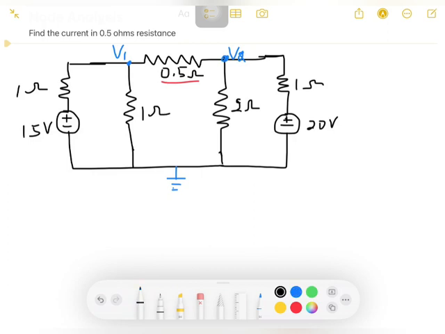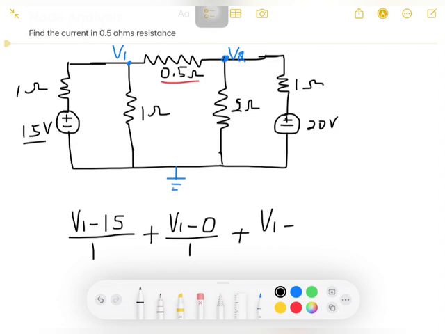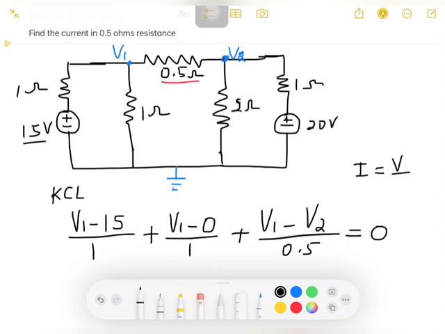First, I will write with respect to V1. For the node V1, it will be V1 minus 15, divided by the resistance, that is 1 ohm. Similarly, with respect to V1 there is one more resistor, so it will be V1 minus 0, since ground is 0, divided by 1 ohm. And with one more it will be V1 minus V2 divided by 0.5, equal to 0. So this is how we write a node equation: the difference between 2 voltages divided by the resistance. I am writing a KCL here. We know current I is equal to V by R, so I am writing the difference between 2 voltages divided by the resistance.